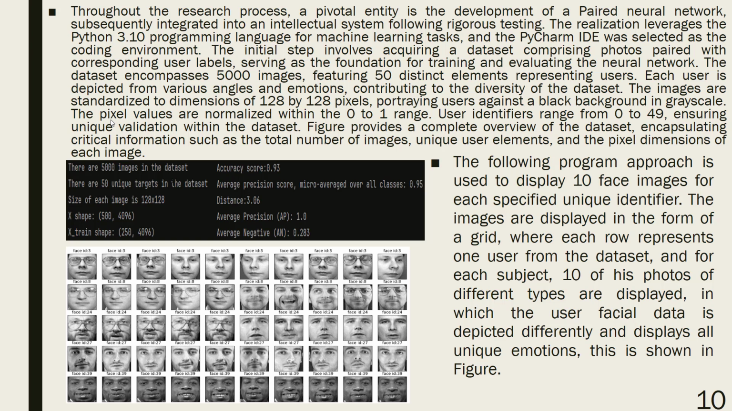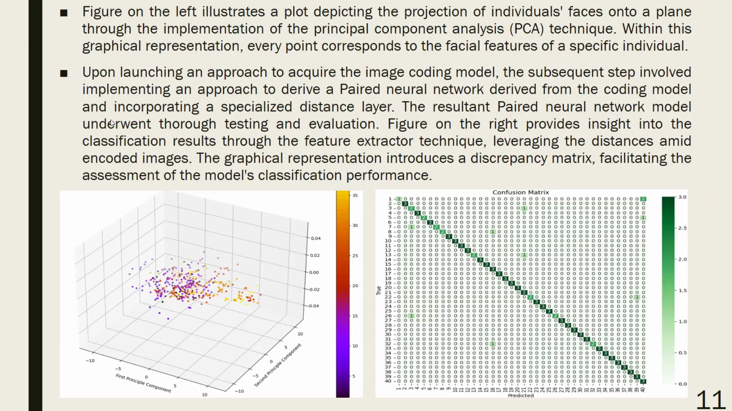The following program approach is used to display 10 face images for each specified unique identifier. The images are displayed in the form of a grid, where each row represents one user from the dataset, and for each subject, 10 photos of different types are displayed, in which the user facial data is depicted differently and displays all unique emotions. This is shown in a figure below.